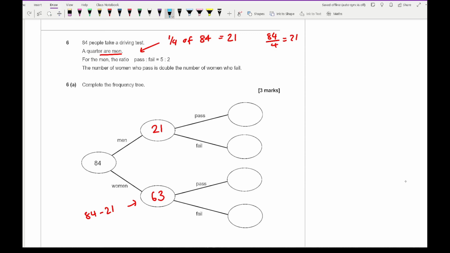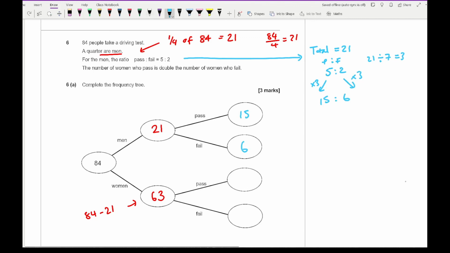It then says, using the second bit of information, for the men, the ratio of pass to fail is 5 to 2. So let me just do that over here. Here we've got a total of 21 and a ratio of 5 to 2 pass to fail. So if I do 21 divided by 7, which equals 3, and multiply both those numbers by 3, I get 15 and 6. So this is going to be 15, and this is going to be 6.